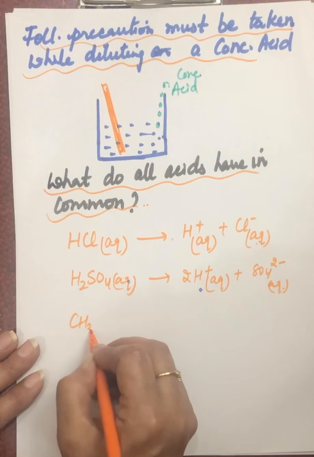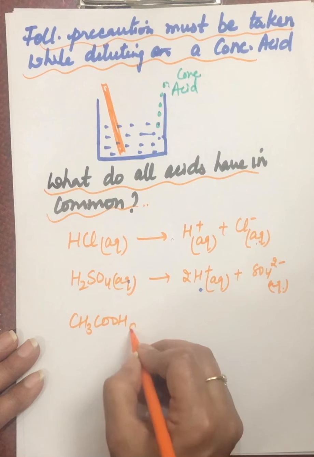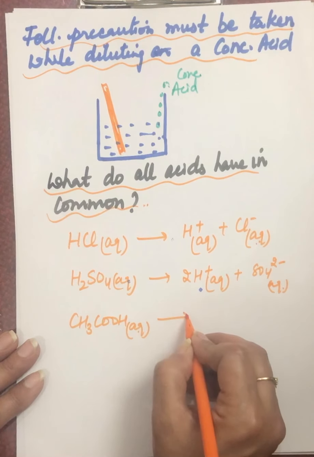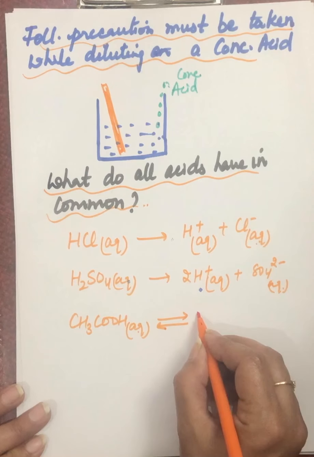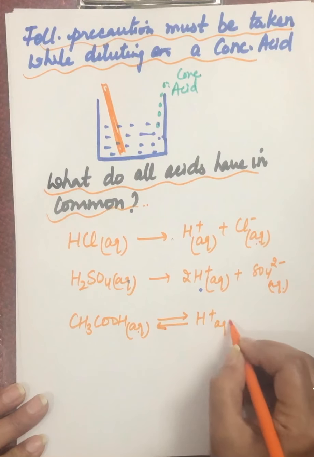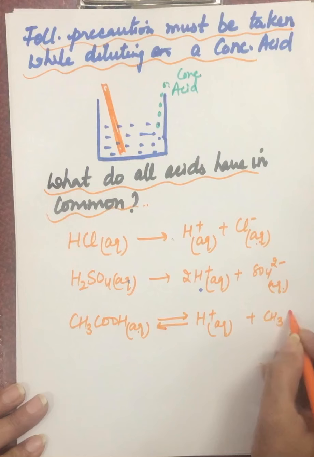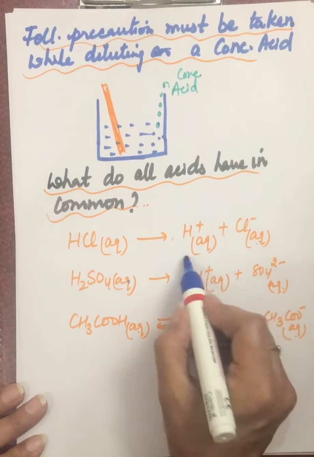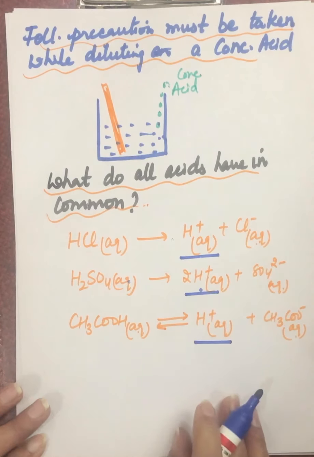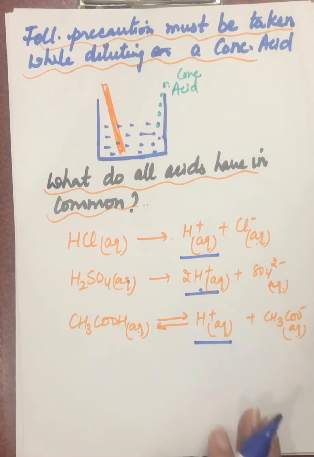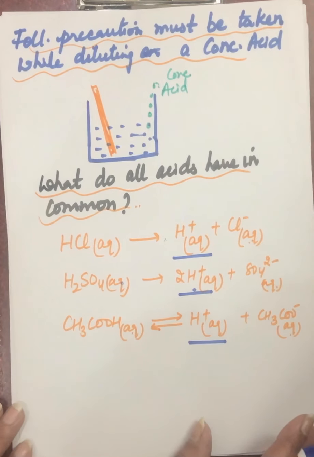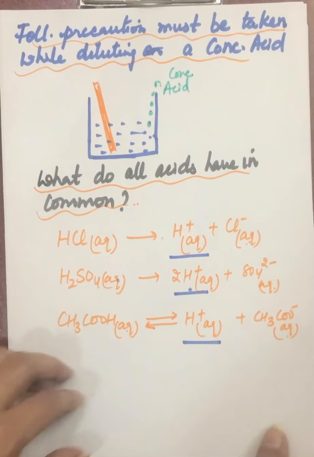Third example I'm taking is of acetic acid. This is a weak acid. Normally for weak acid we use this arrow that shows dissociation is not complete. So see, all these, they have one thing common in them, that is H plus ions are common in them. Now next after this is bases. After acids we are moving on to bases.